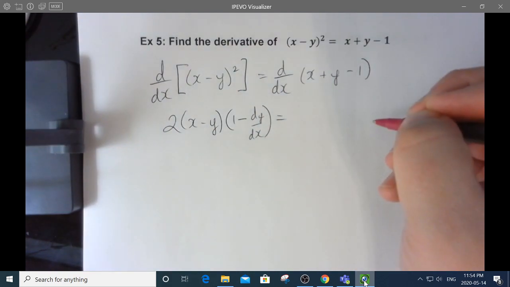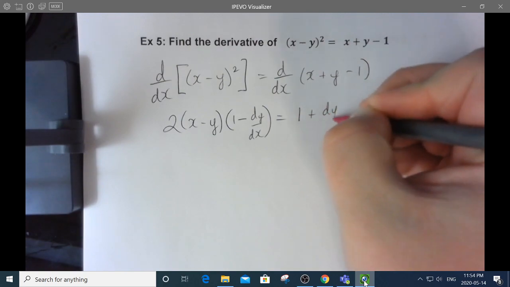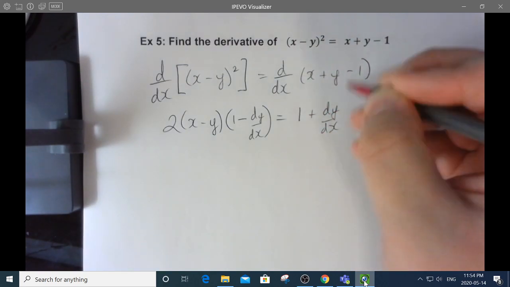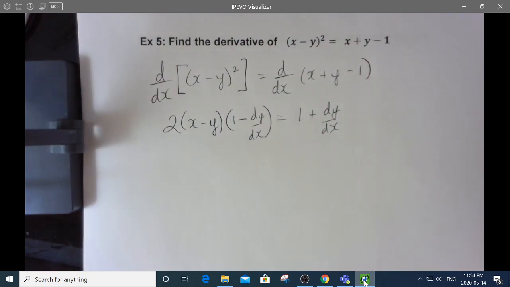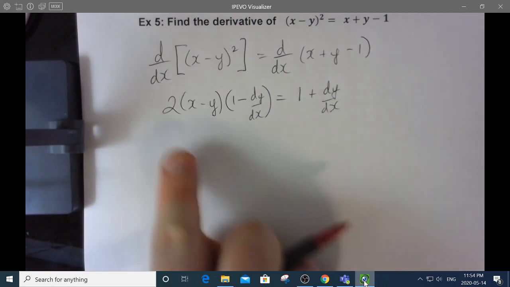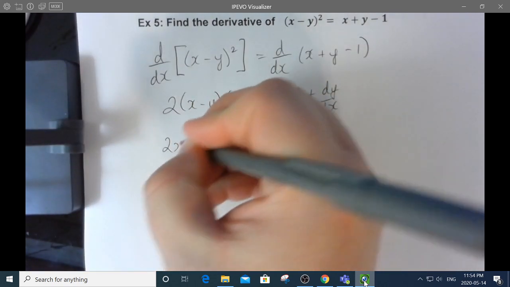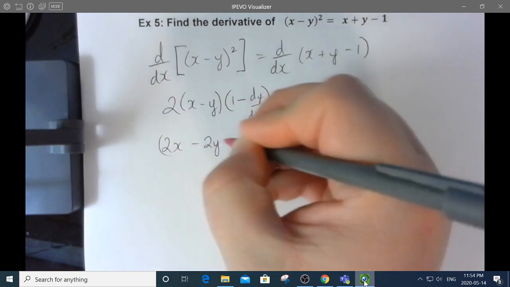The other side of the equation, the derivative of this bracket, is 1 plus dy by dx. And the derivative of 1 is 0. Now what? Well, I kind of have no choice but to actually multiply that out. So I'll start by distributing the 2.